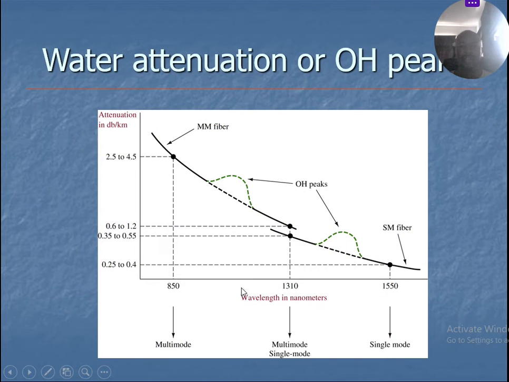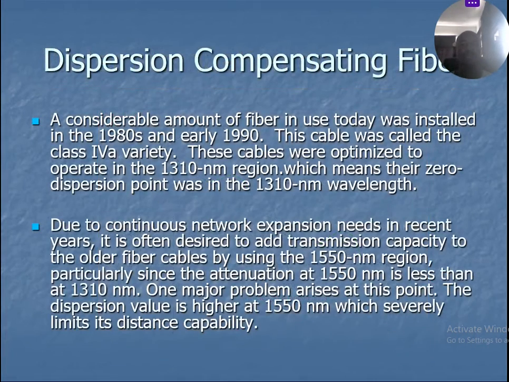Now, we've studied this diagram before. Okay, you know, we have water peaks caused by OH in the glass. Light interferes with the OH ions in the glass. So when that happens, we say there is attenuation, there's a loss. Because of this, that's the reason why shifted fibers are very important. Okay, now let's move on quickly.